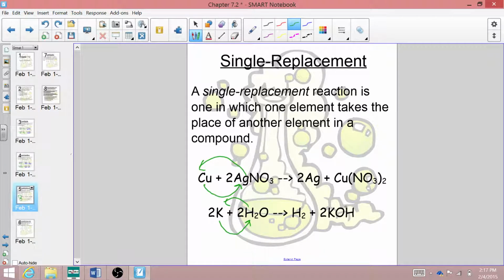Now, some of that hydrogen was left behind, and that's fine, but this is still considered a replacement reaction because in this reaction, potassium took the place of the positively charged atom in H2O. It took its place.